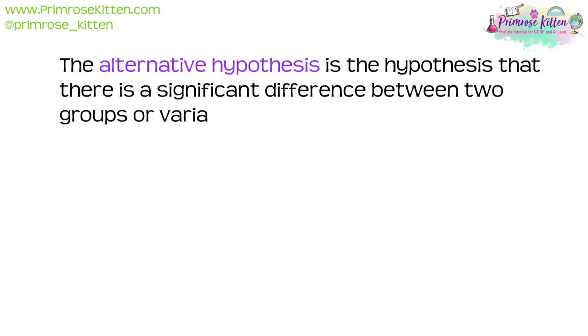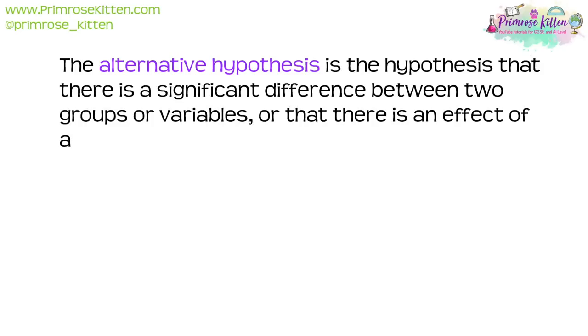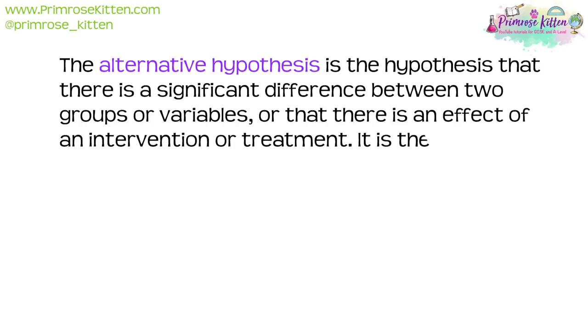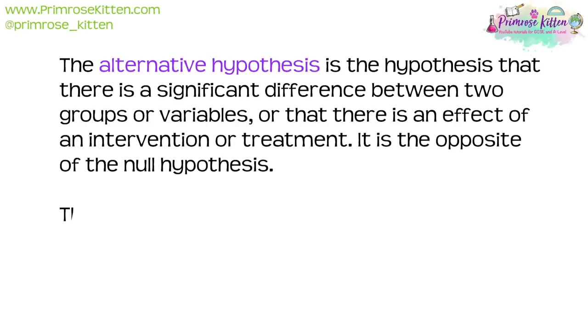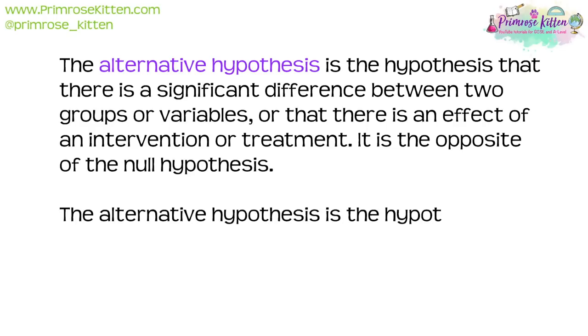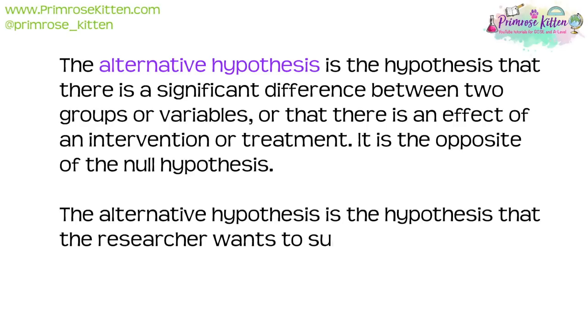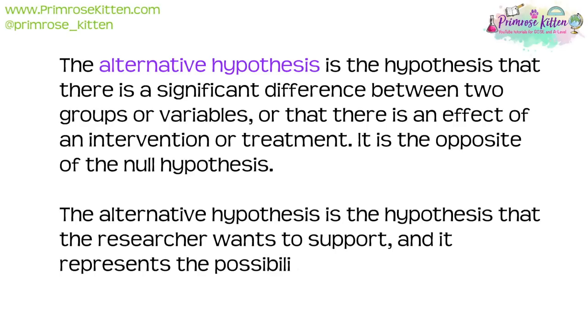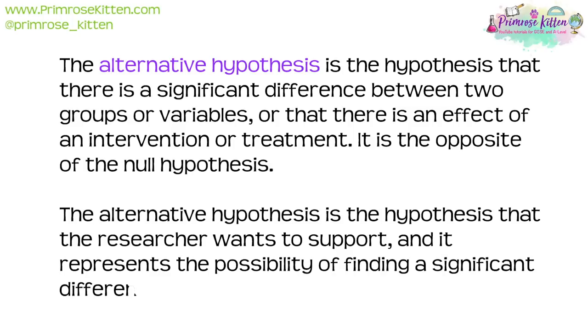The alternative hypothesis is the hypothesis that there is a significant difference between two groups or variables, or that there is an effect of an intervention or treatment. It is the opposite of the null hypothesis. The alternative hypothesis is the hypothesis that the researcher wants to support, and it represents the possibility of finding a significant difference or effect.